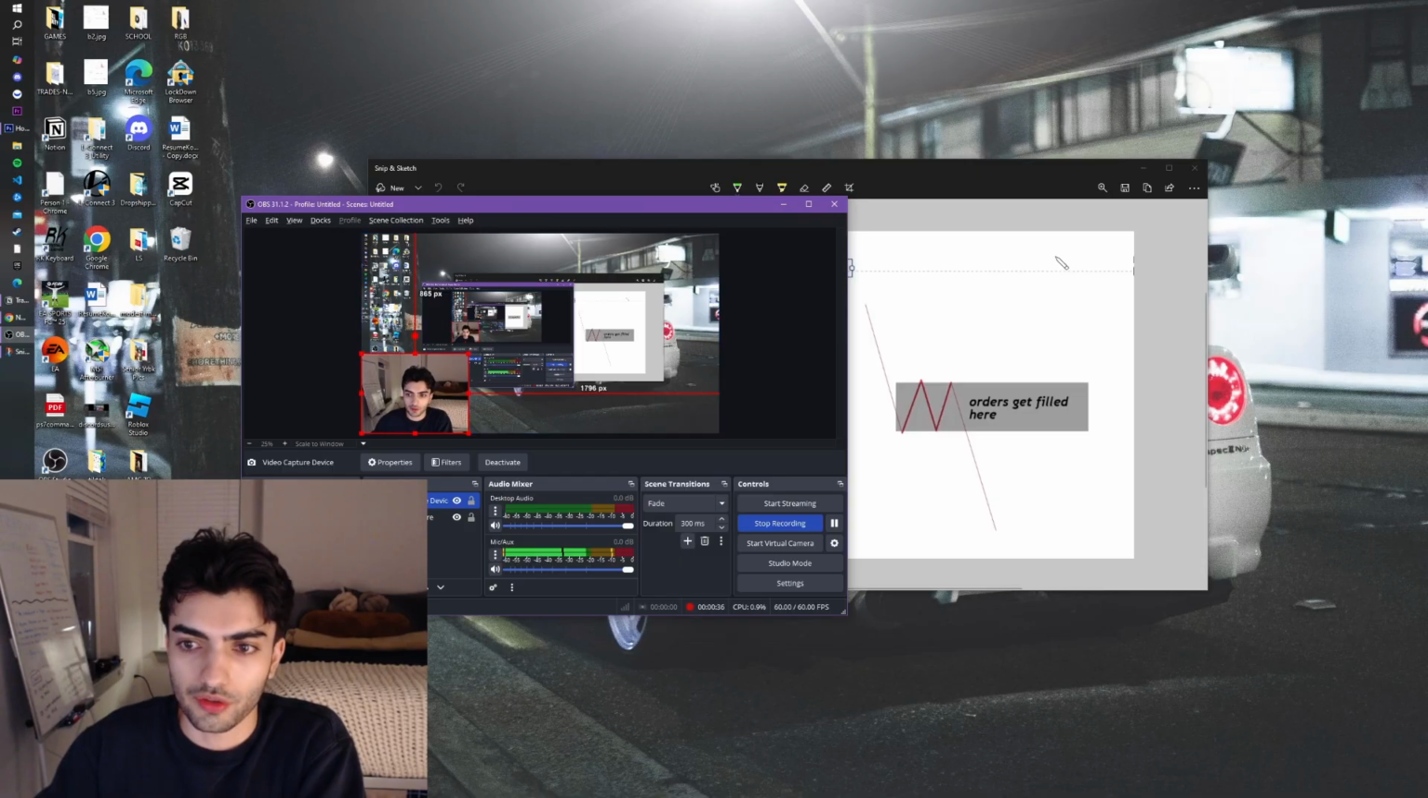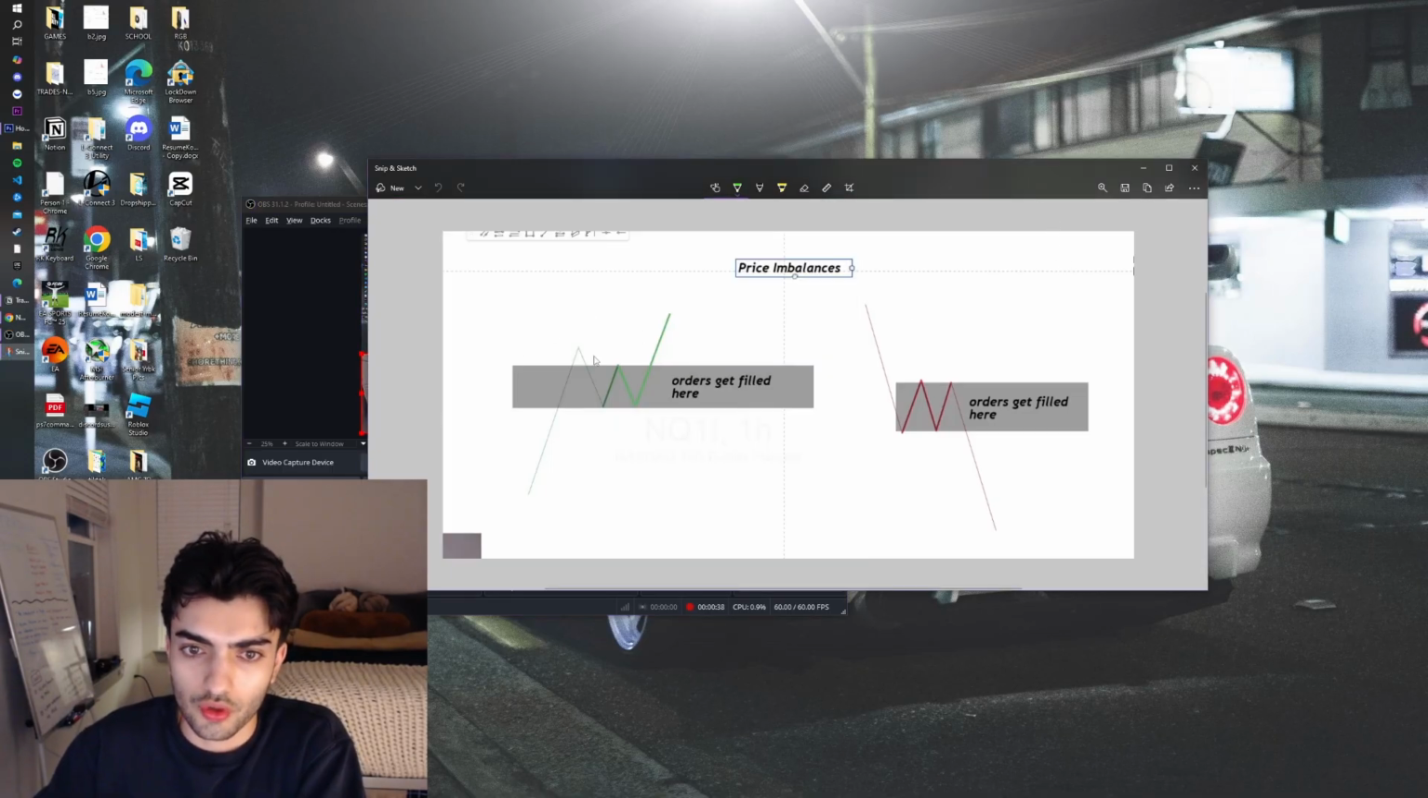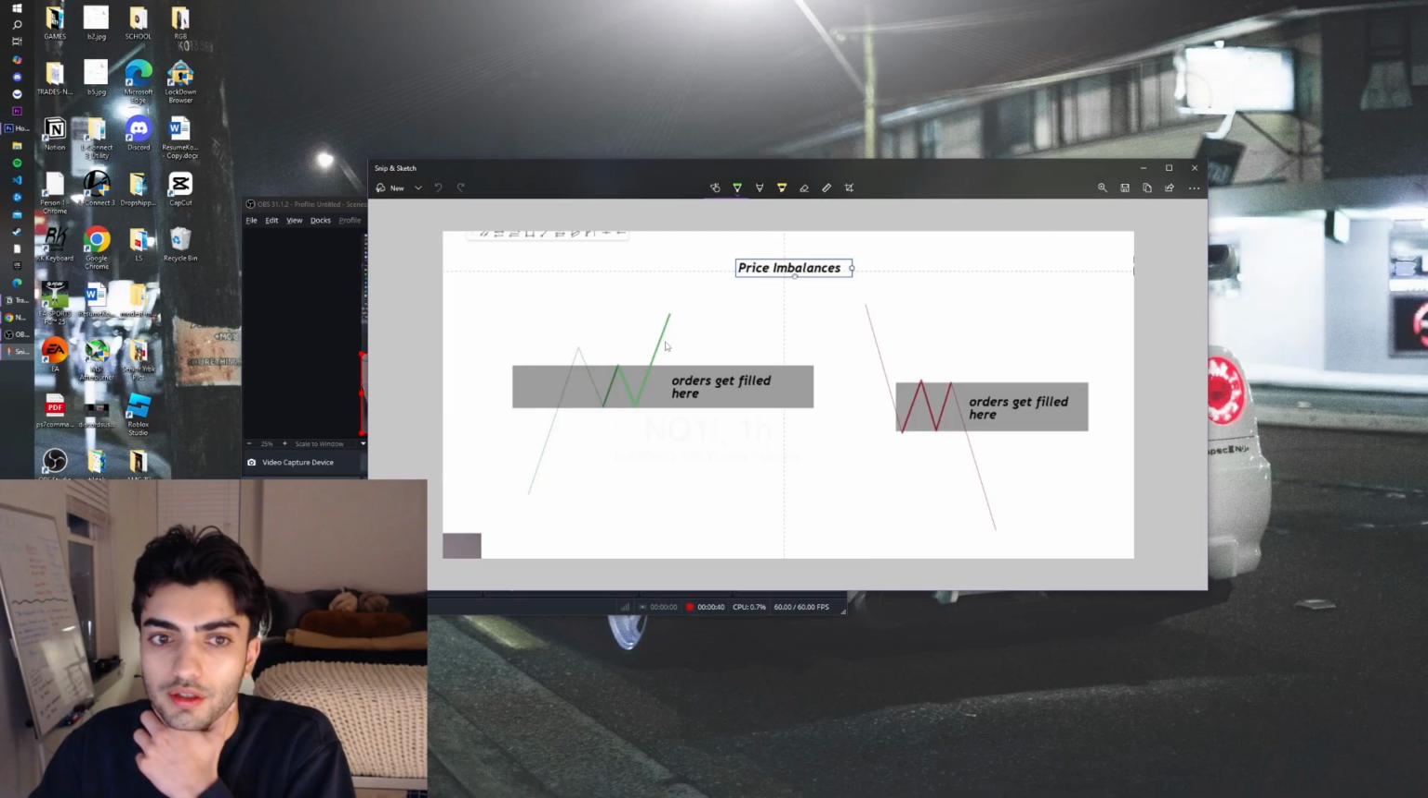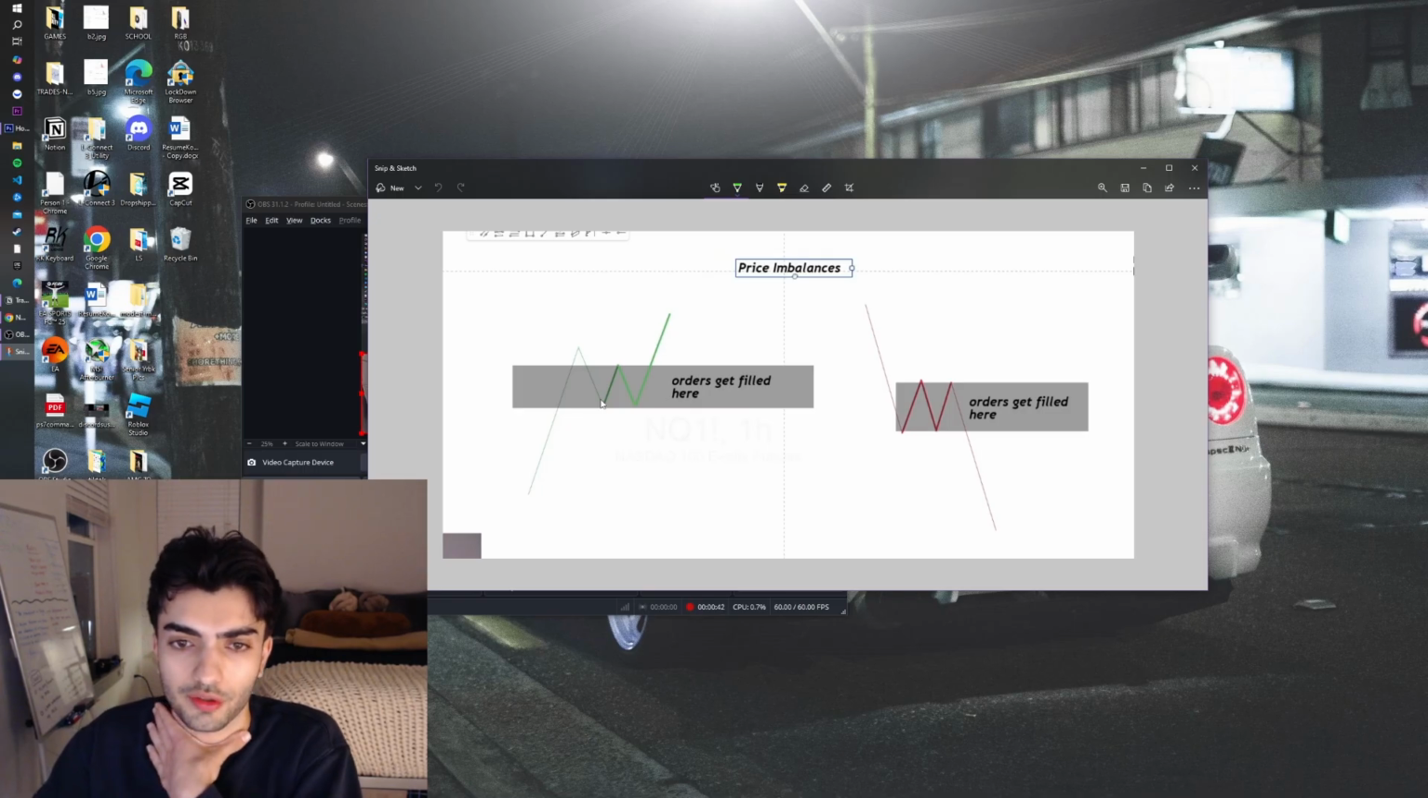So jumping right into it, this is a little drawing I had done on my fair value gap video. As you can see, all fair value gaps are price imbalances. You'll have a sharp leg up, you'll see a fair value gap get created. I explained all of this in my fair value gap video. So you'll see price disperse out, you'll see a gap get created.